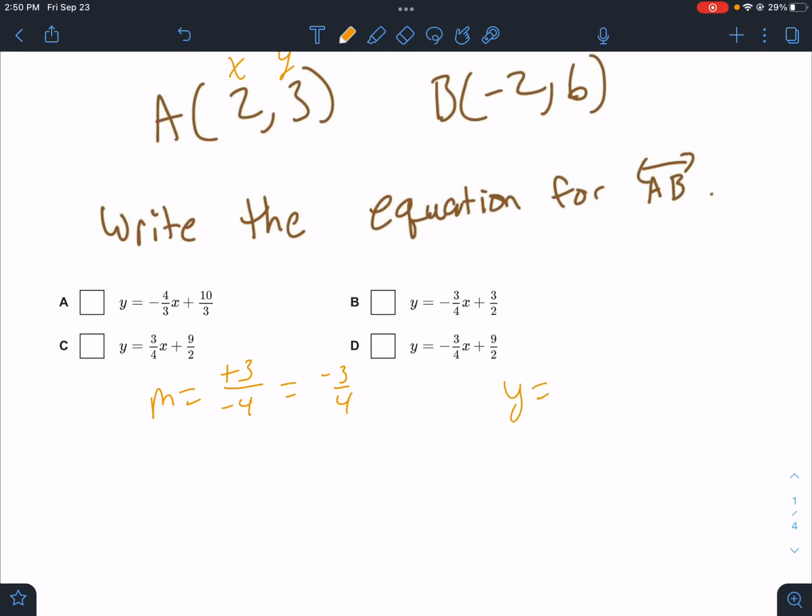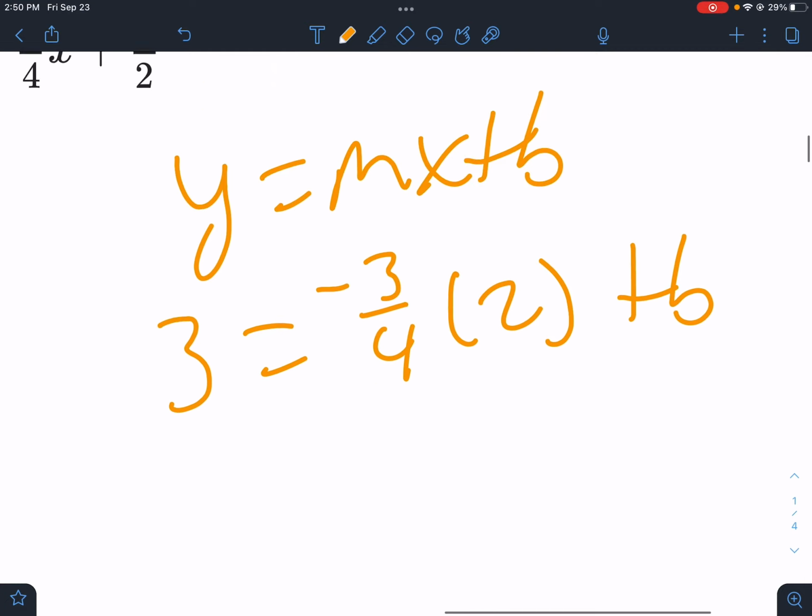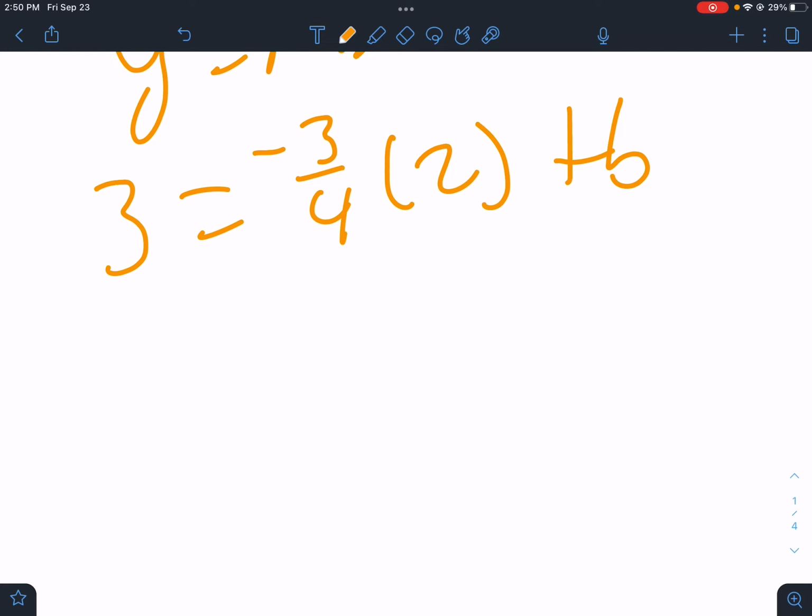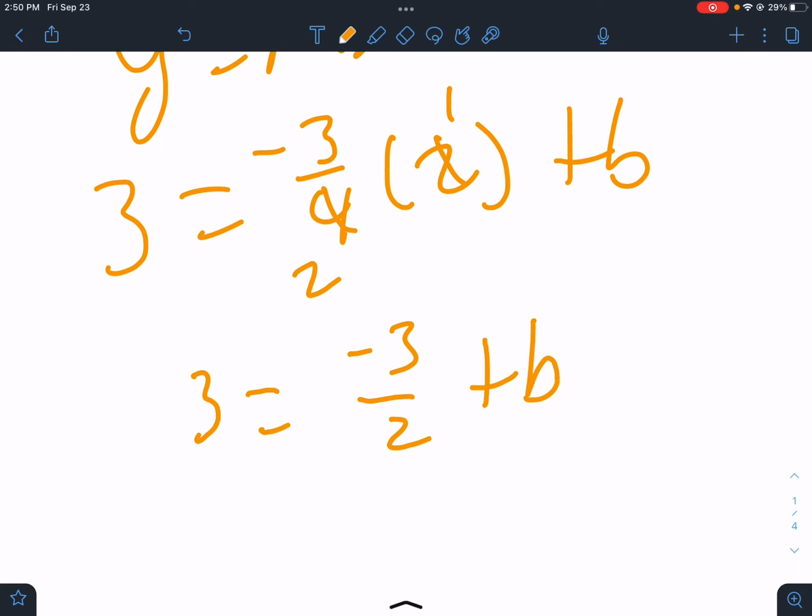So y equals mx plus b. I plug in 3 for y. I plug in -3/4 for m. And I plug in 2 for x. Right? 3 for y, 2 for x, -3/4 for m. Now just clean this up. Now we're just solving. 2 divided by 4, that's 1/2. So 3 equals -3/2 plus b.